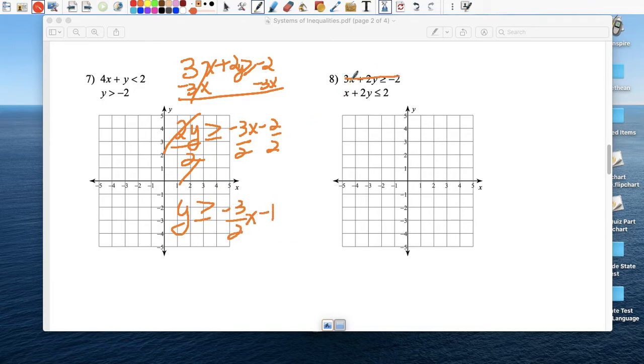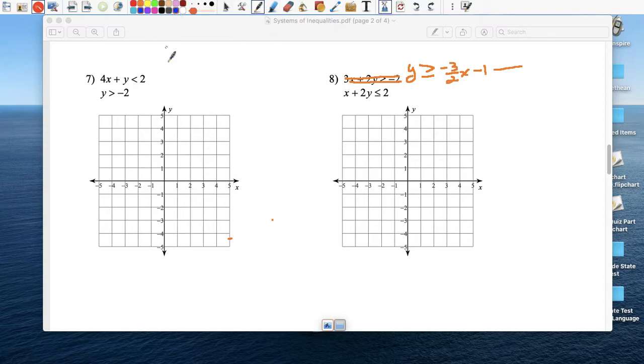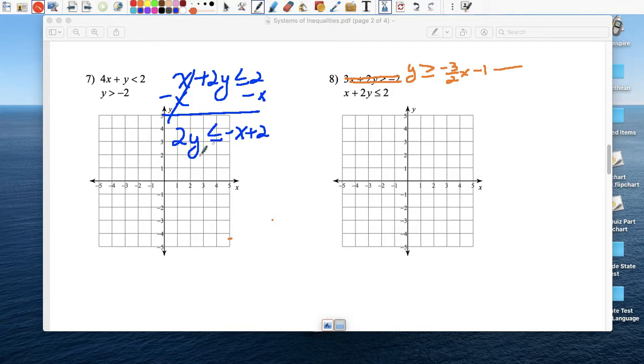So let me cross that out. I'm going to write y greater or equal to -3 over 2x minus 1, and this is going to be a solid line. Second inequality, pick blue, x plus 2y less or equal to 2. We're going to subtract x from both sides. We get 2y less or equal to -x plus 2. Divide everything by 2. We get y less or equal to -1 over 2x plus 1. That's my second inequality. And it's also going to be a solid line. That's why I put that line there.